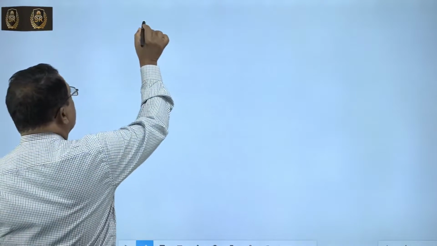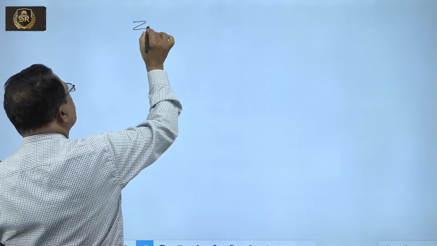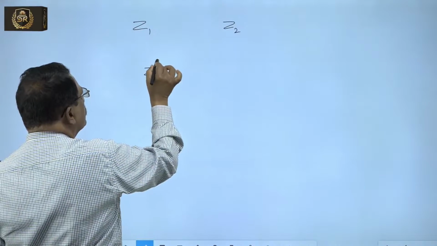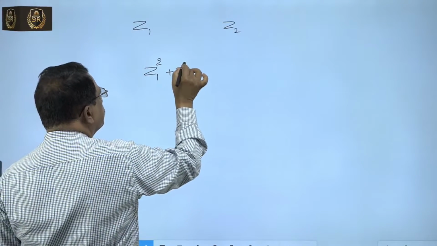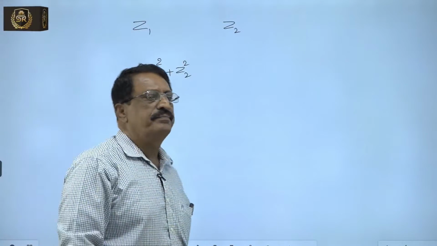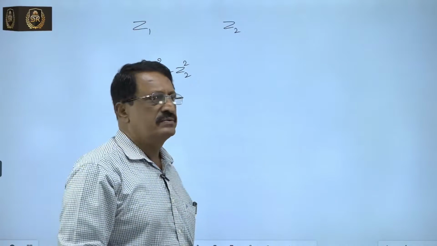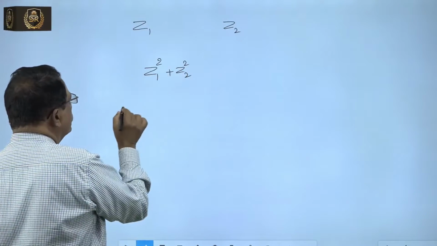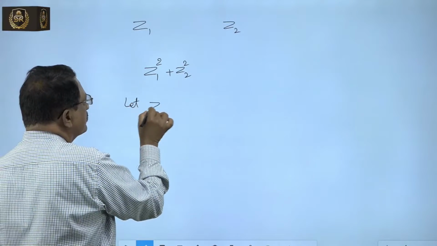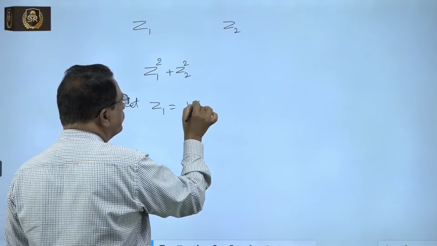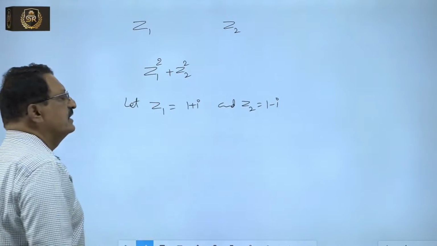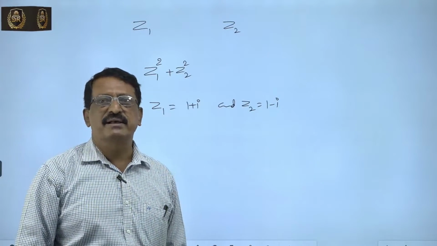Next, suppose two complex numbers, one is Z1, second is Z2. If Z1 squared plus Z2 squared is not always positive, it may be negative or imaginary also, or it is also 0. Now see it. For example, first let Z1 equals 1 plus i and Z2 equals 1 minus i.